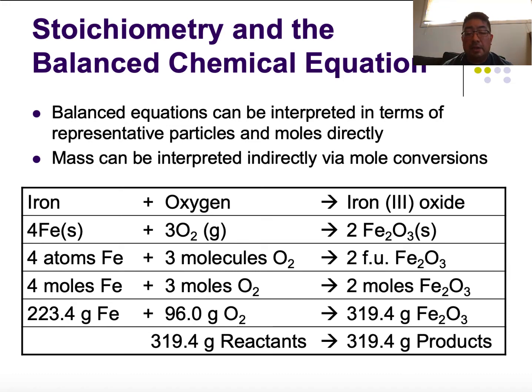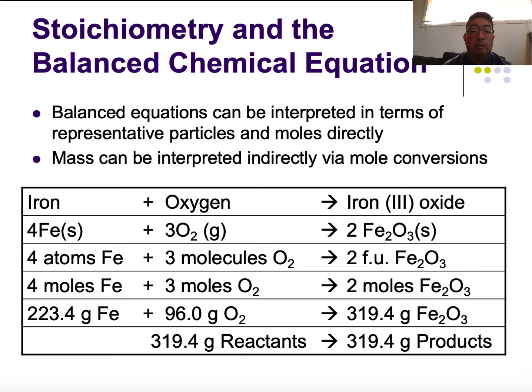Now, the one thing we cannot interpret directly is grams. So I can't say, for instance, 4 grams plus 3 grams makes 2 grams. That doesn't make any sense, right? But what we can do is multiply the molar mass of each substance by the balancing coefficient, and the mass will then add up, proving that the law of conservation of mass is conserved. So 4 times the molar mass of Fe is 223.4, 3 times the molar mass of O2 is 96, and then 2 times the molar mass of Fe2O3 is 319.4. Notice that if you add up both reactants, that equals the mass of the products.